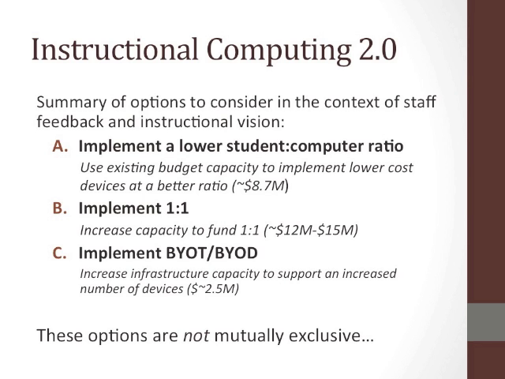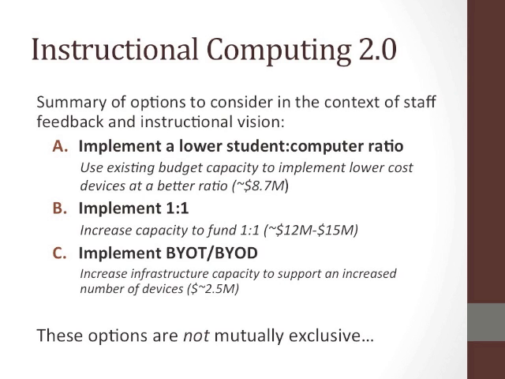We looked at option B, which was to implement a one-to-one. That would mean increasing the STP's capacity to fund one-to-one, and that could be anywhere from 12 million to 15 million, because we would need to include not only the cost of the device, but also things like peripherals and app support and systems for managing the devices, as well as computing resources to support the administrative functions of the district and the basic requirements that teachers have to develop content and lesson plans and things like that.